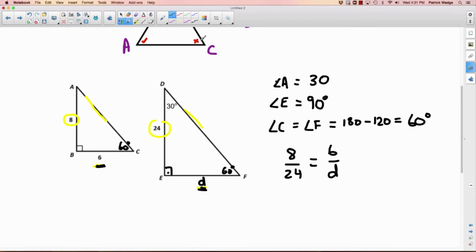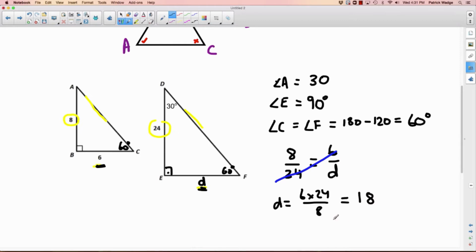You know how to do this. It's cross multiplying, right? The way you do this is you multiply these two together and divide by the one that's left over. So you have D equals 6 times 24, and then you're going to divide that by 8. And if you do that, you're going to get 18.